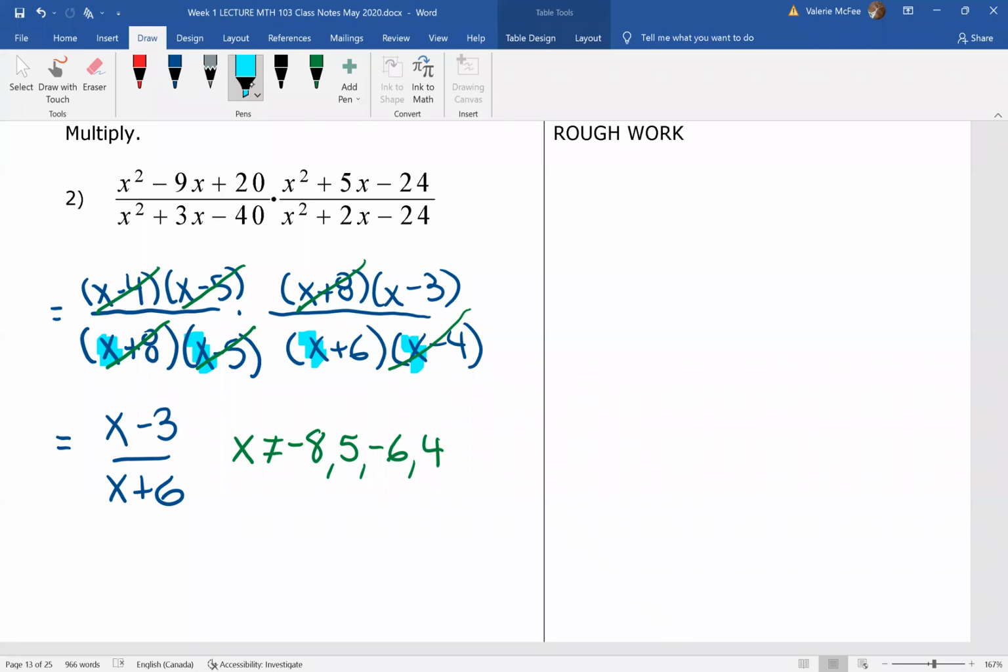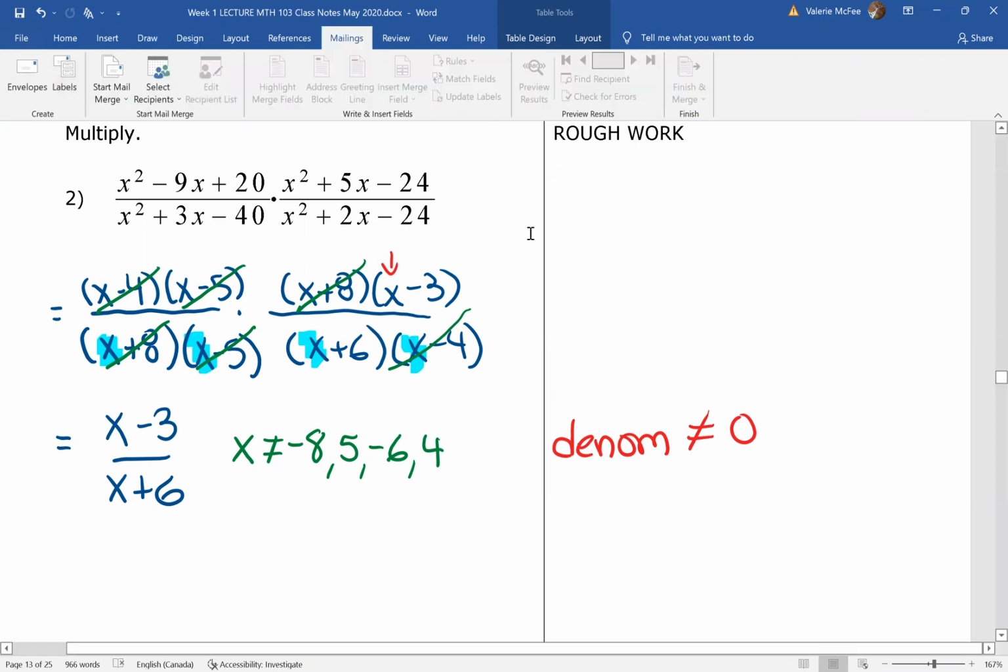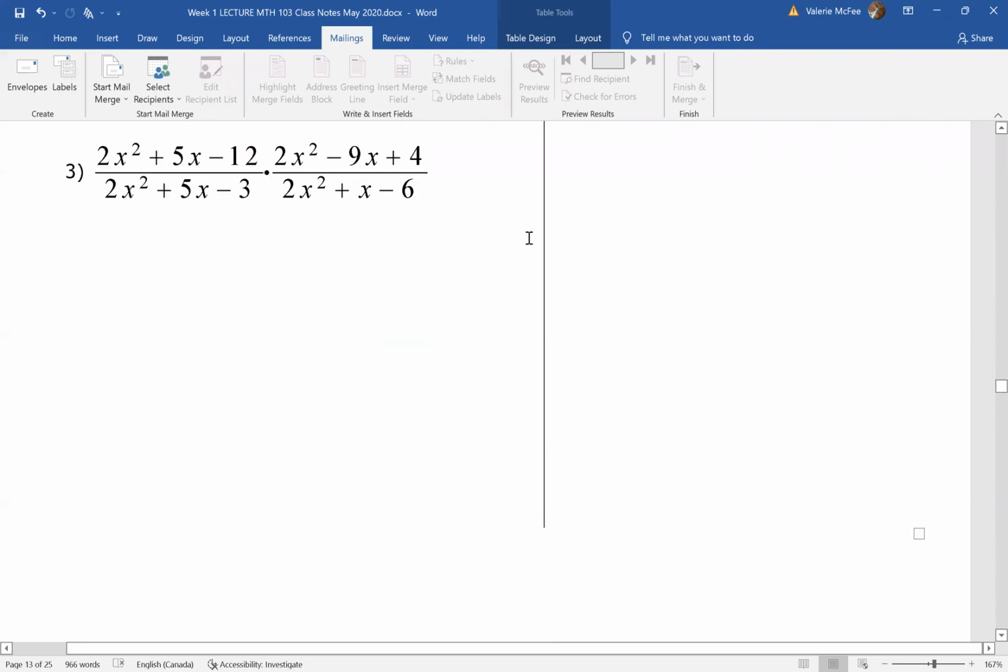You should have 4 restrictions because there are 4 different factors containing x in the denominator. Remember that for our restrictions, it's the denominator that cannot equal 0. The numerator is fine. x can equal 3, that's okay. All right, pause your video, multiply these rational expressions, and state the restrictions.